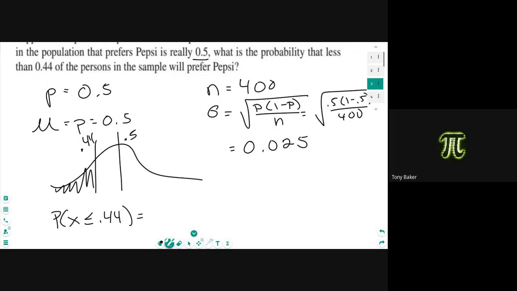Now, to find that, we need to find our what? We need to find our z-score. So remember z, x minus the mean divided by standard deviation. We do not have to do the square root of n on this one because we've already done it.